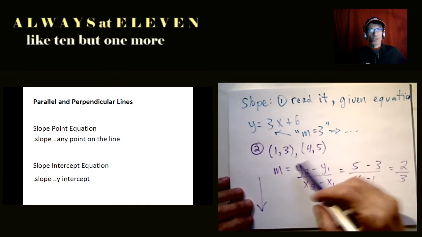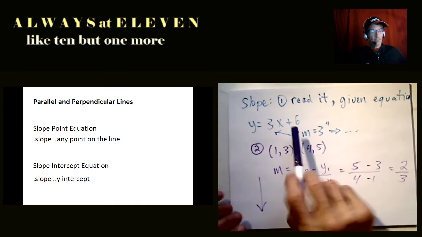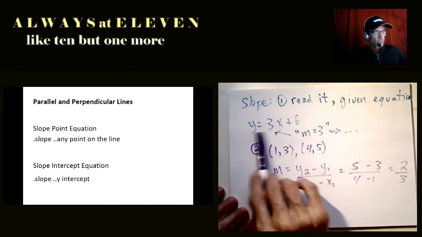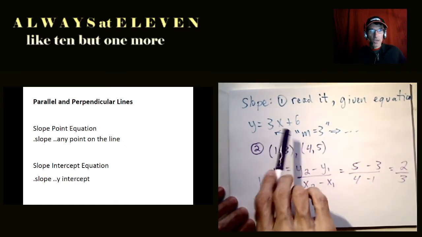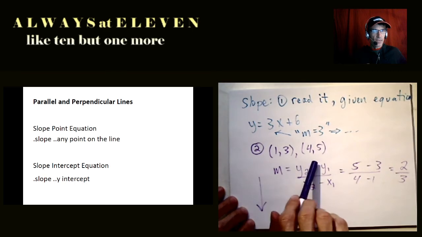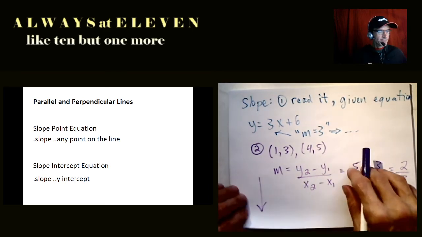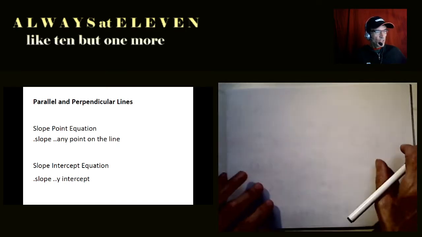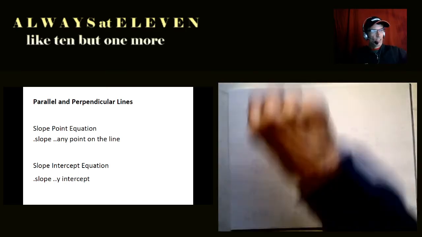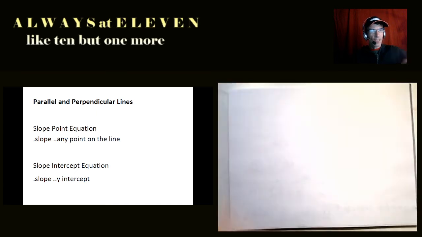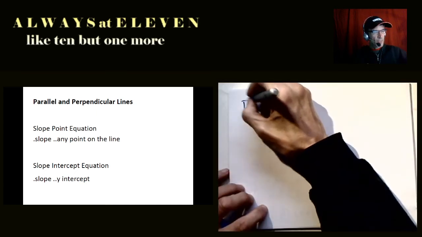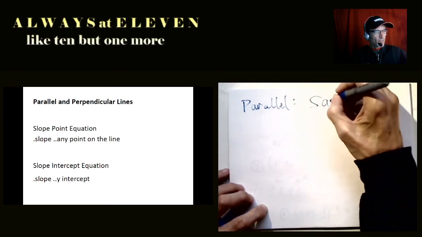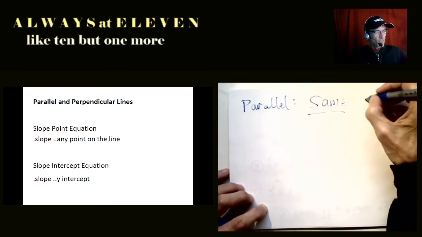All right, so we're going to need the slope for whatever form we get. So you either read it from the equation that's given, or you get it from points that are given. Now, about the slopes, just as a reminder, if we are creating a line that's parallel, that means the slope is the same.